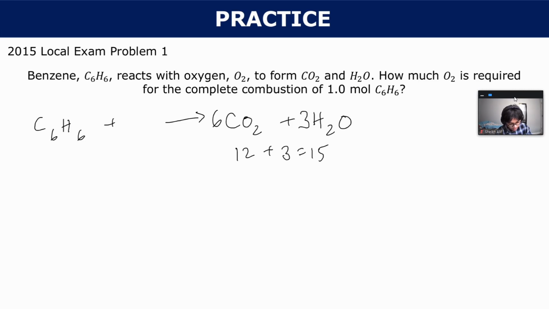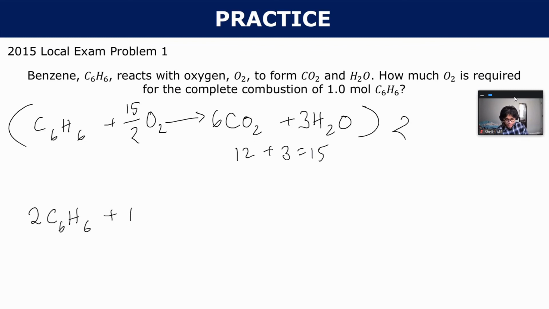Let me just rewrite that. So it's going to be 15 over 2. That's going to be the coefficient that we need to balance it out. But again, you don't want fractions, so what we can do is just multiply the whole thing by 2. So we can have 2 benzene plus 15 oxygen is going to react to form 12 carbon dioxide and 6 water.